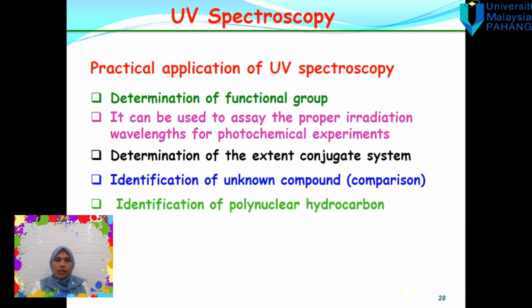So the practical applications of UV: it can be used to determine the functional group, it can be used to assay the irradiation wavelength, it can be used to determine the extent of the conjugation system, we can get clues about unknown compounds, and we can identify polynuclear hydrocarbons.